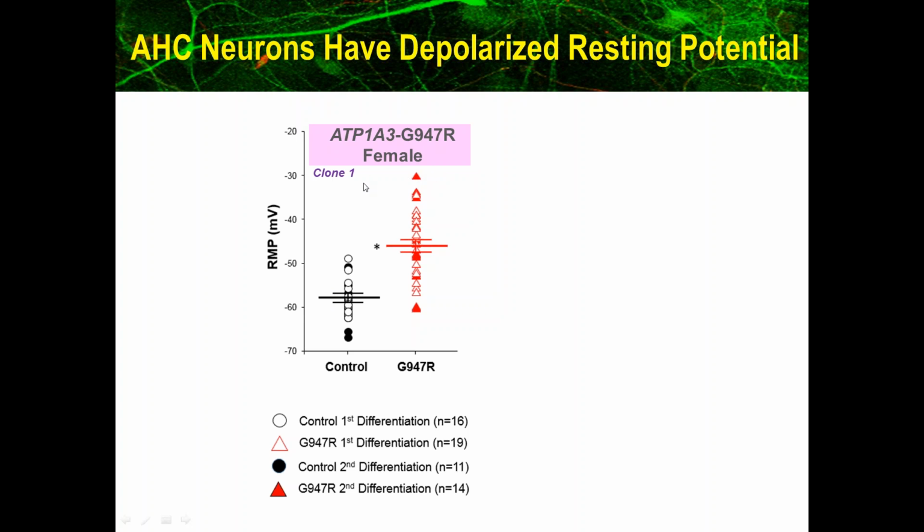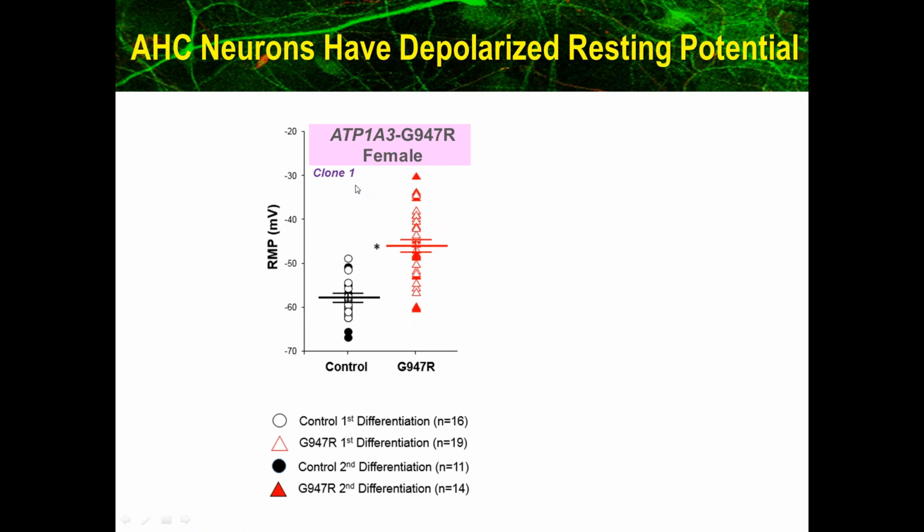So in one clonal line, one cell line from a female patient with the G947R mutation, we saw a very large 10 millivolt difference, that's an electrical term, in the resting membrane potential, making the resting membrane potential in the AHC neurons much less negative. And that's a sign of impaired sodium potassium ATPase.